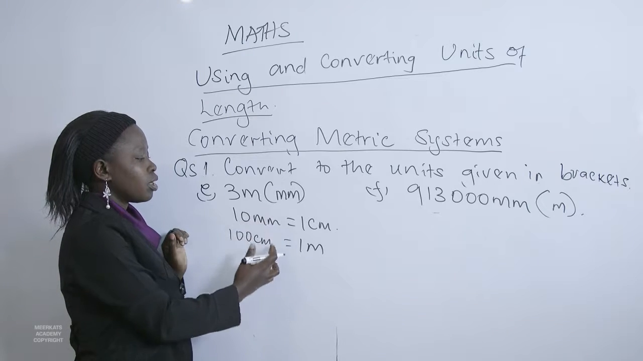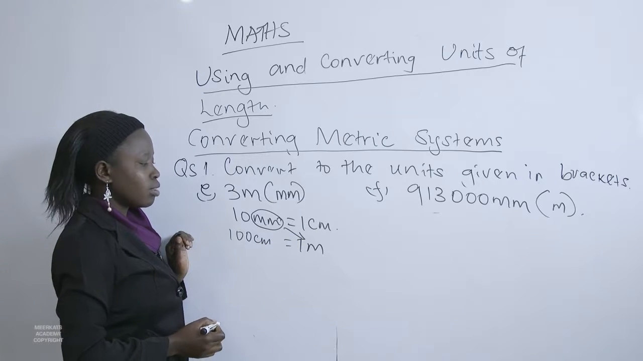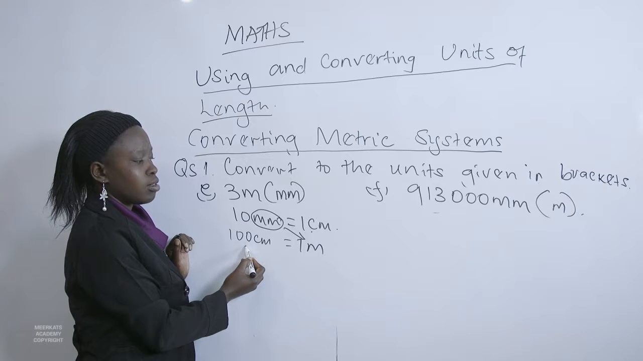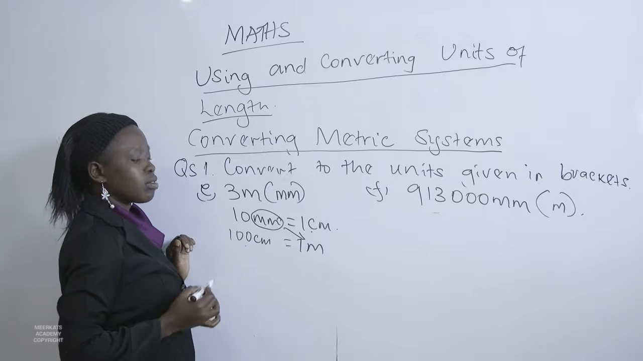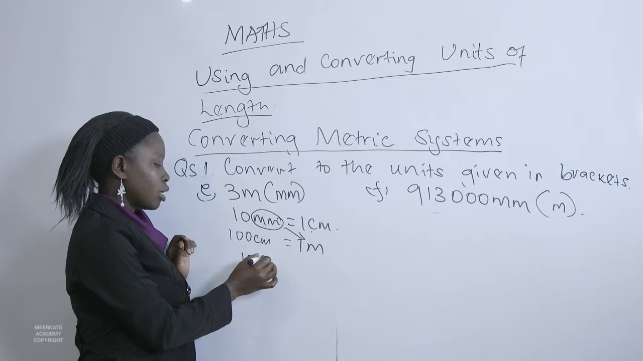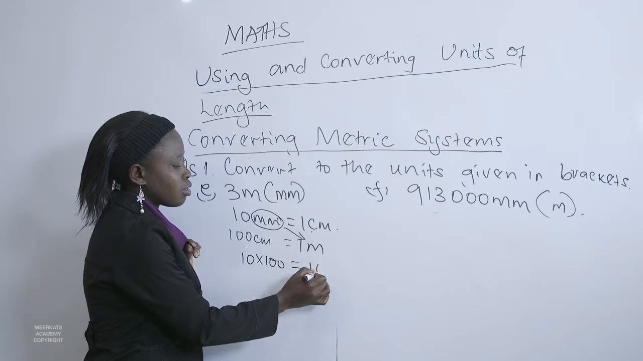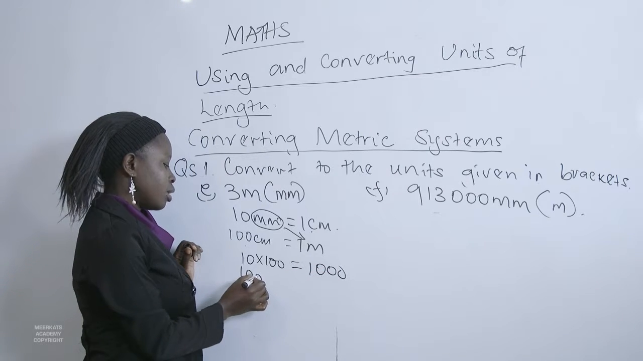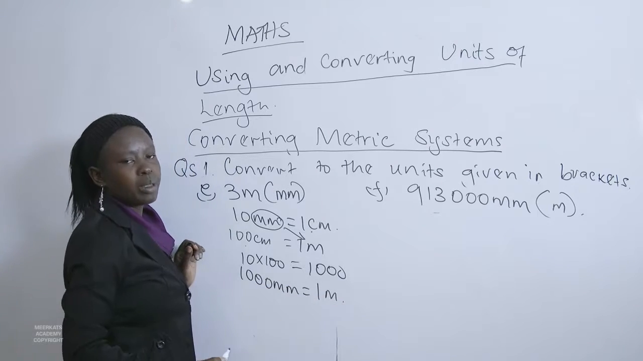So what will be the relationship between millimeters and meters? That means that this one is 10 millimeters and this is 100 centimeters. So for me to come up with millimeters, the relationship between millimeters and centimeters, then it means I have 10 multiplied by 100, and 10 times 100 gives us 1,000. So that means that 1,000 millimeters is equal to 1 meter.